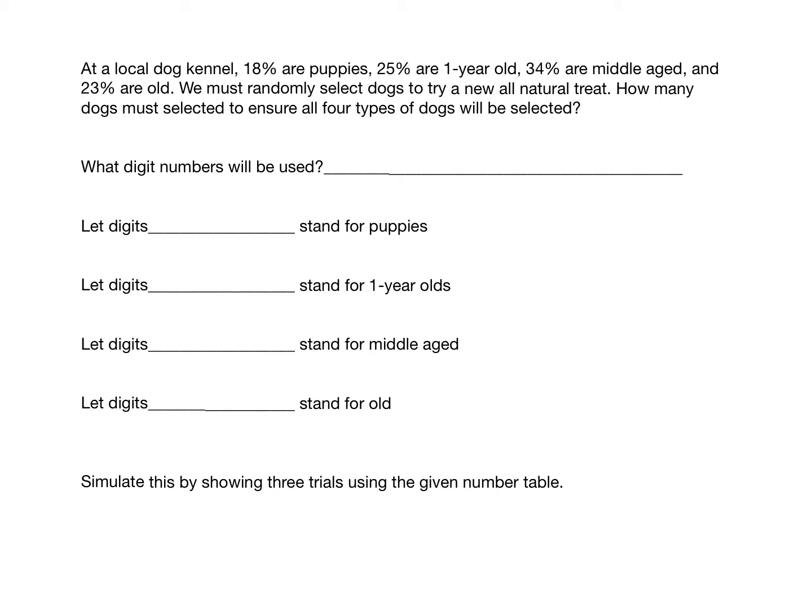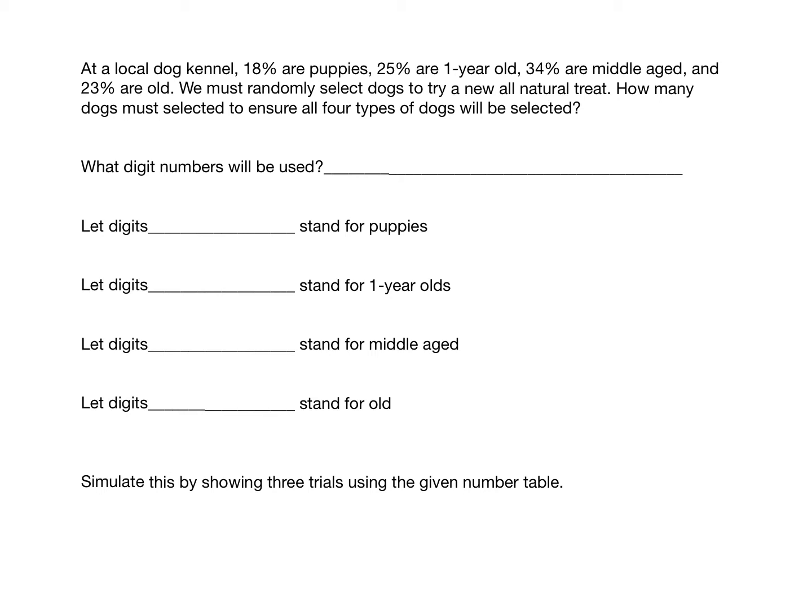At a local dog kennel, 18% of the dogs are puppies, 25% are 1-year-olds, 34% are middle-aged, and 23% are old. We must randomly select dogs to try a new all-natural treat. How many dogs must be selected to ensure all 4 types of dogs will be selected?